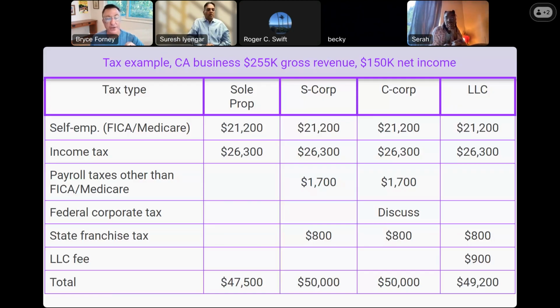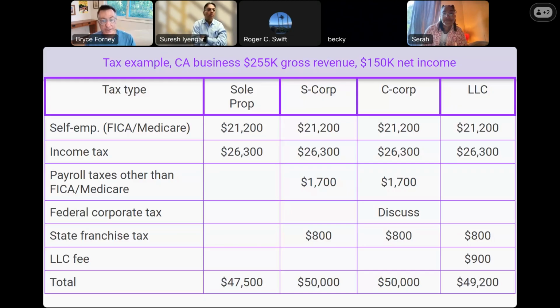And then if you're an LLC, you're going to pay the same self-employment tax and income tax, and then you're going to pay the state franchise tax. And because this is a California specific example, because revenue is more than $250,000, you're going to pay an additional $900 LLC fee separate from the tax. So that's $1,700 to the California Franchise Tax Board for the privilege of being a business in an LLC in California.